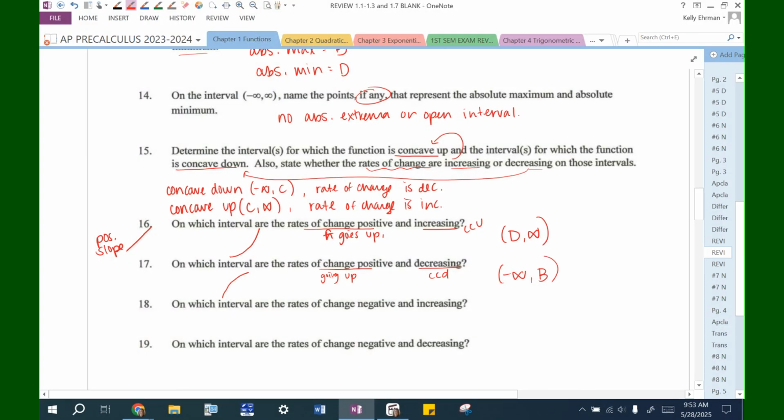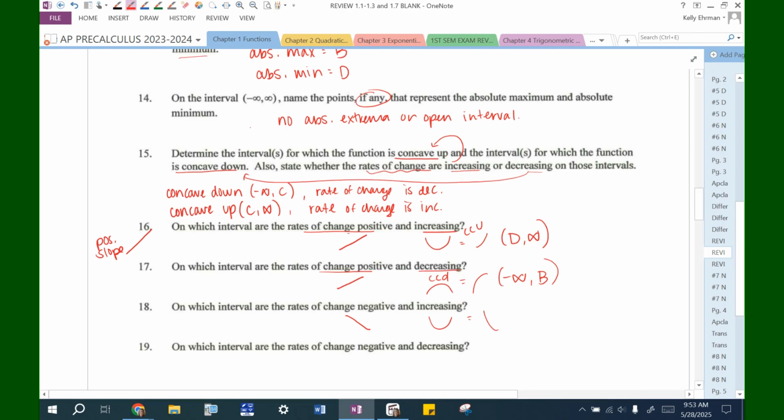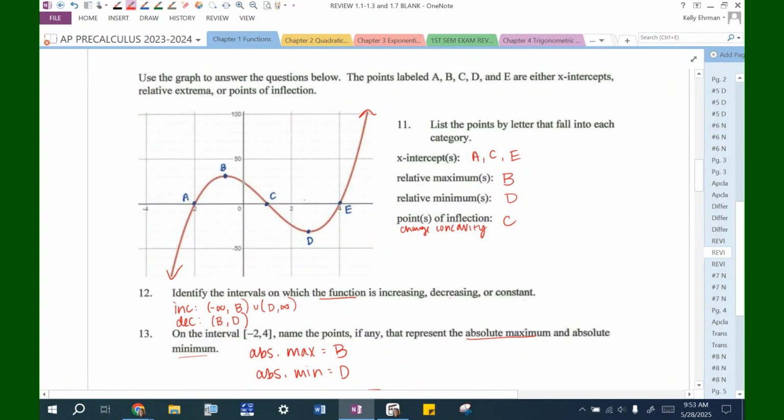On which interval are the rates of change negative and decreasing? So negative means we're going, so instead of going up and down, sorry, I'm mixing up all my terminology here. I'm looking for positive slope, concave up, concave down. And then on this one, I'm looking for a negative slope and concave up. So that means I'm looking for, do it like this, equals that, equals that. Okay, so looking for that section of the graph. Concave up, but the graph is decreasing. So I think that's C to D.